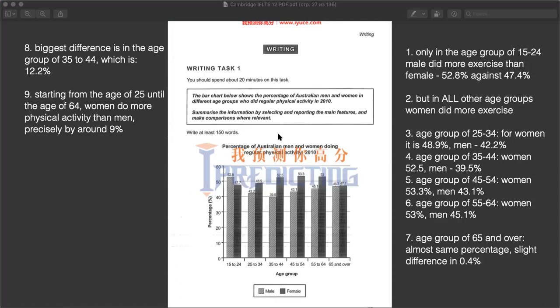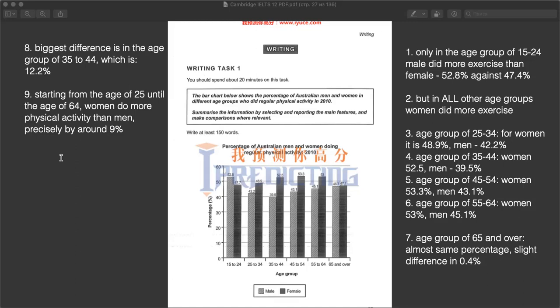So we did it. You see, we did the task. We finished the task because we summarized the information by selecting. We chose important information, right? We wrote them down here and we made comparisons. What comparisons? For example, in all other age groups, women did more exercise, and so on and so forth. So these are the details, the things that we can take from this bar chart.